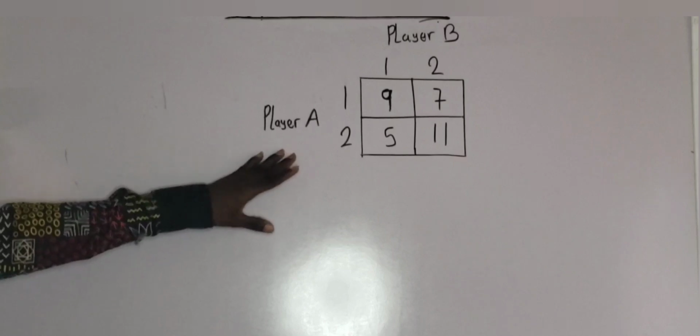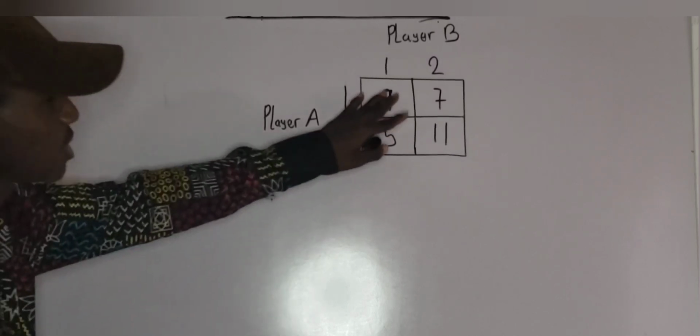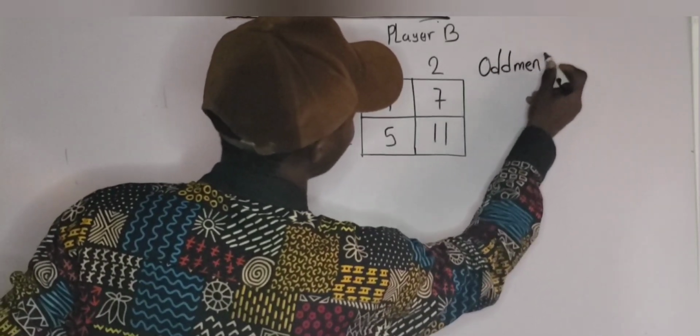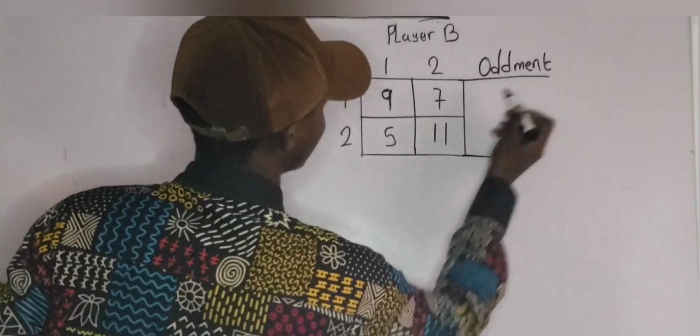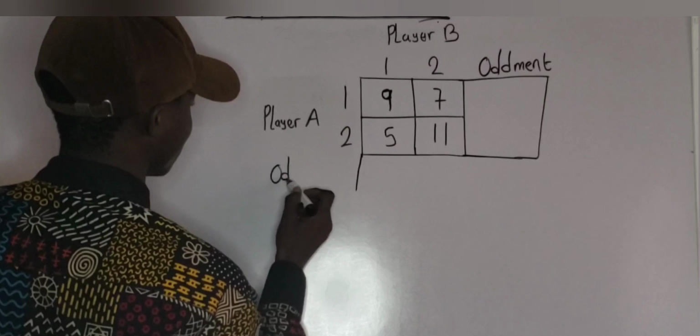Okay, to determine the value of the game using the mixed strategy, the first step is that we are going to find the oddment of the rows and columns. Oddment means taking the difference of each row and writing it against each other. You understand? So let's start with the row. Are you getting what I'm saying? Let me write it. Oddment. And this also oddment.